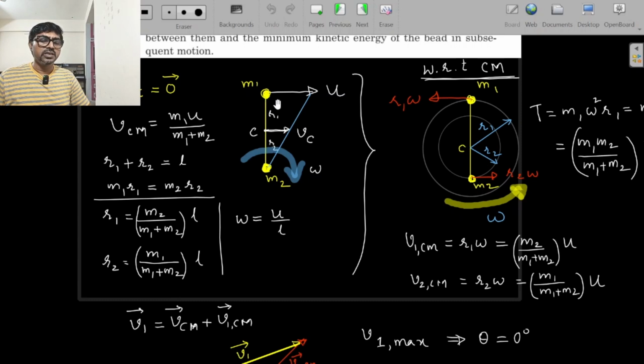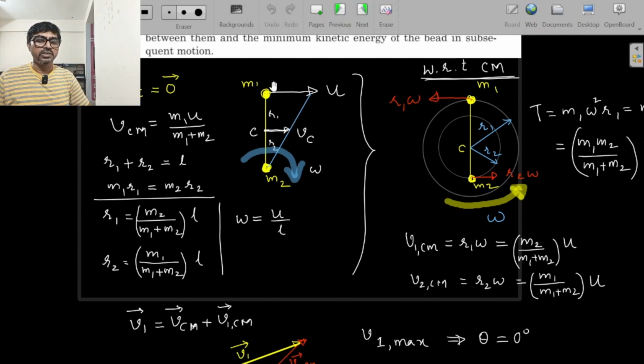There is a string of length L, and m1 and m2 are there, and I am giving a sudden velocity u to m1. And immediately at that moment m2 would still have 0 velocity. So that is going to be the instantaneous center of rotation. The velocities would vary linearly up to that point m2. m2 will have 0 velocity, m1 will have u velocity, and you can actually find the angular velocity of this entire combination: v relative perpendicular upon separation.